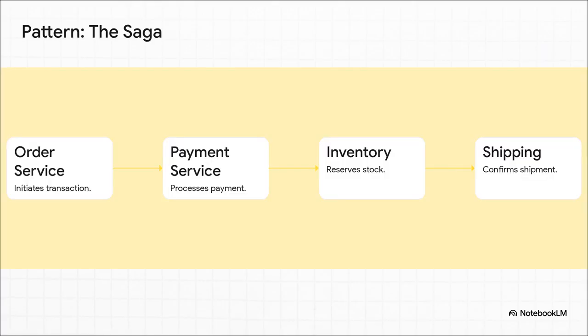Okay, but what about a complicated process, like placing an order online? That has to touch a bunch of different services. How does that work without becoming a mess? Well, for that, we have something called the saga pattern. It's basically a managed chain reaction. The order service kicks it off, then it tells the payment service to do its part, which then triggers the inventory service, and so on down the line. It's a structured workflow that makes sure these complex, multi-step jobs get done reliably.